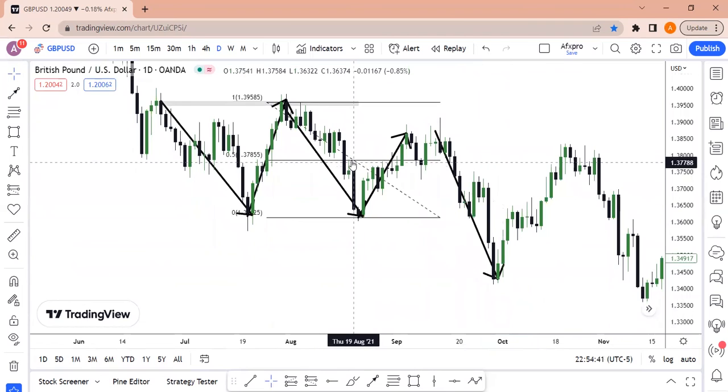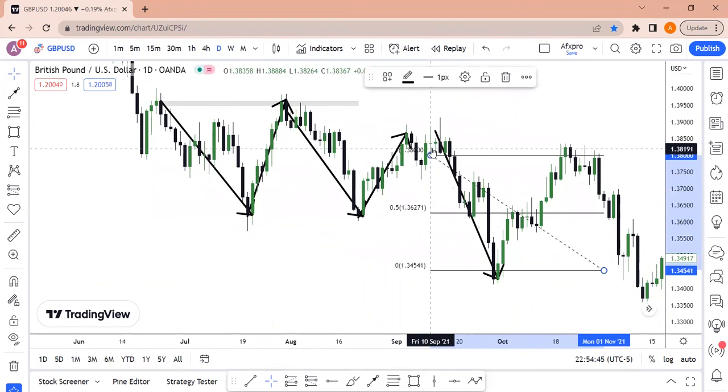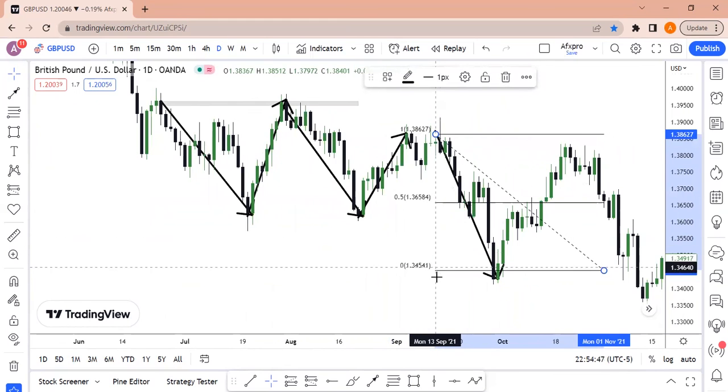Now, my attention has shifted already. Immediately I have a new range. My attention has shifted to this point. You see how we measure this thing, guys? Easy.